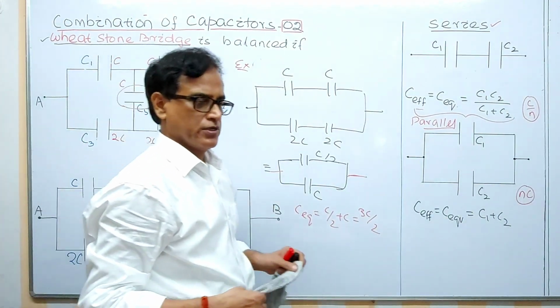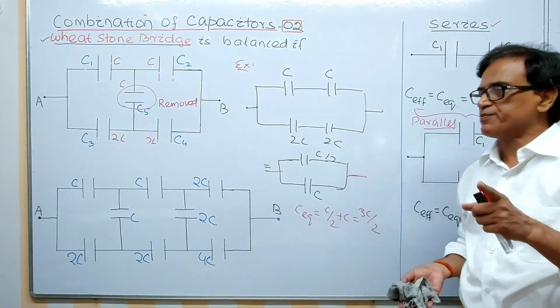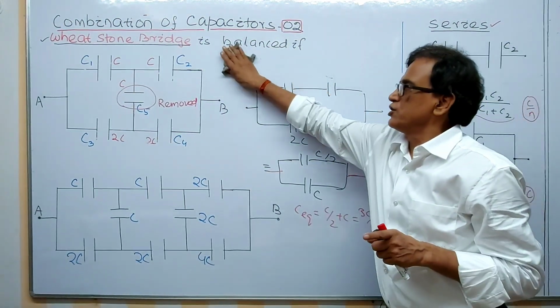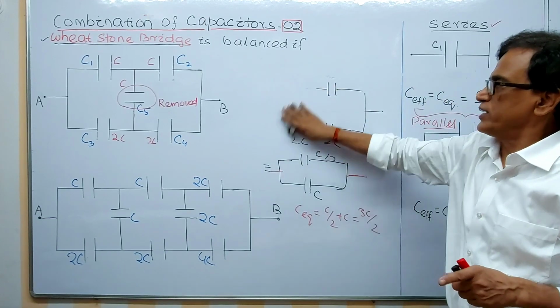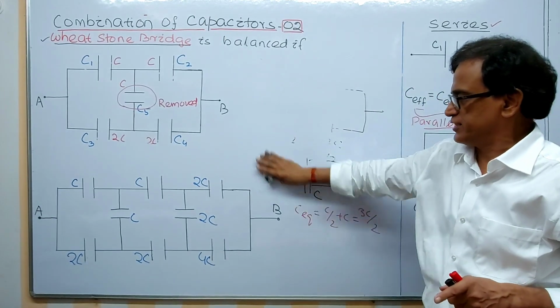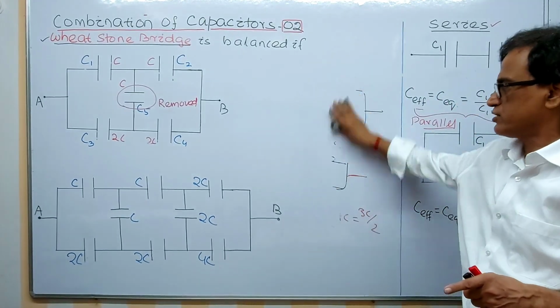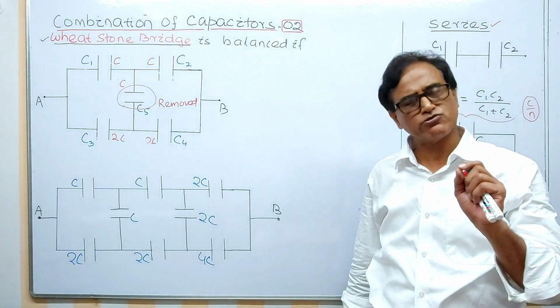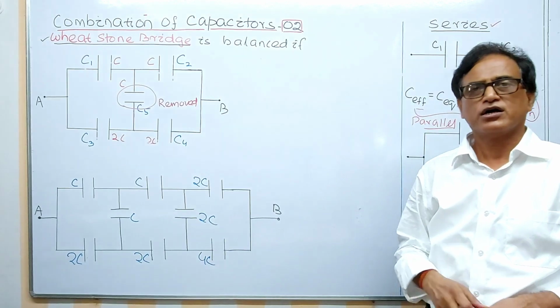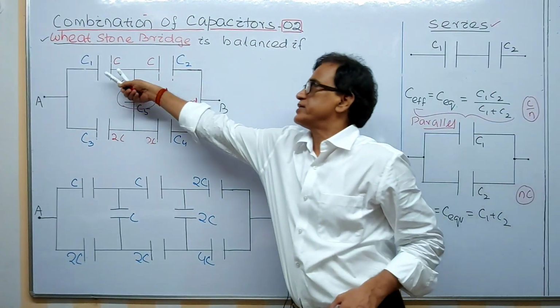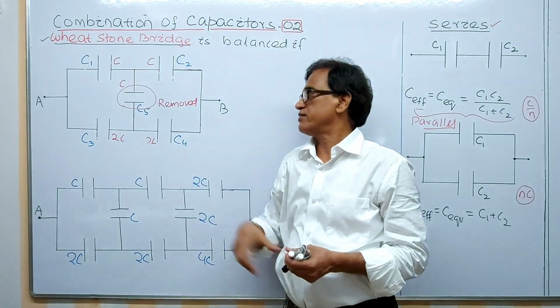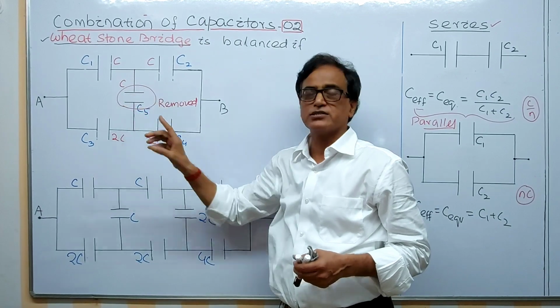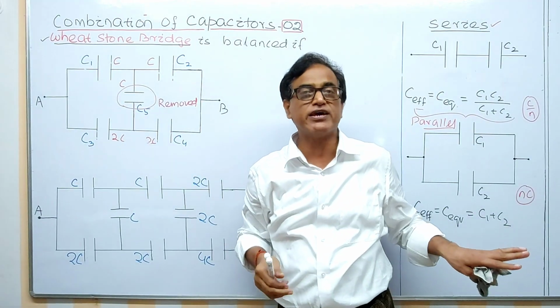Whenever you are given 5 capacitances, you should see whether C1 by C2 is equal to C3 by C4 or not. If C1 by C2 is equal to C3 by C4, and you will often be given this type of arrangement, then the central capacitance should be removed from the equivalent circuit.